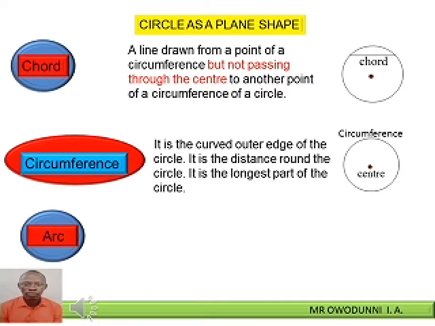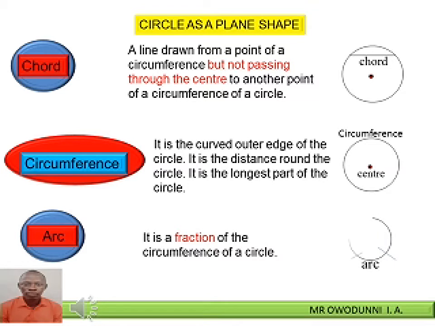Arc. An arc is a fraction of the circumference of a circle. Once you are not having the full circumference, then it becomes an arc. It's just a fraction of it, as you can see.